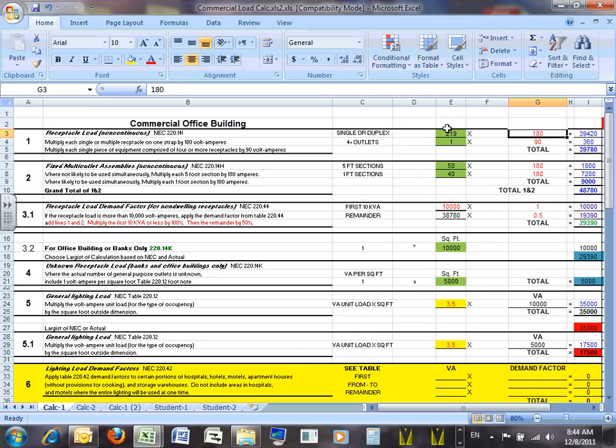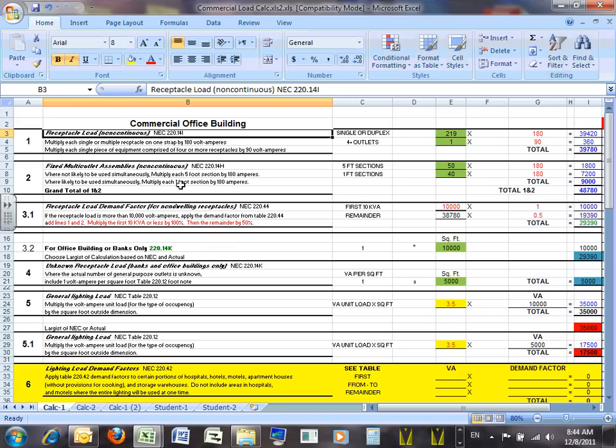For every receptacle in a commercial building, you're allocating 180 volt-amps, okay? The way this works, if you have a single or a duplex receptacle, you allocate 180 volt-amps for it. If you have a quad, you allocate 90 volt-amps for every single receptacle on the quad. So long story short, it ends up being 180 for every quad, okay? This is the first and the most important thing I want to look at, which is allocating load for receptacles in a commercial building, 180 volt-amps for every receptacle. Cool, everybody's okay with that?